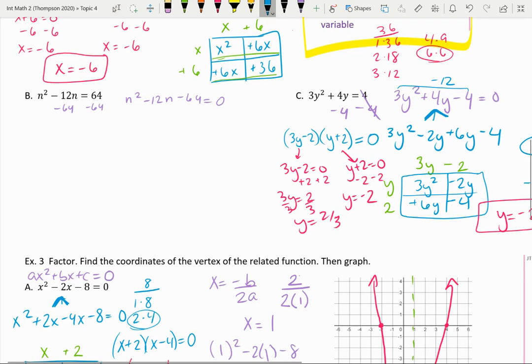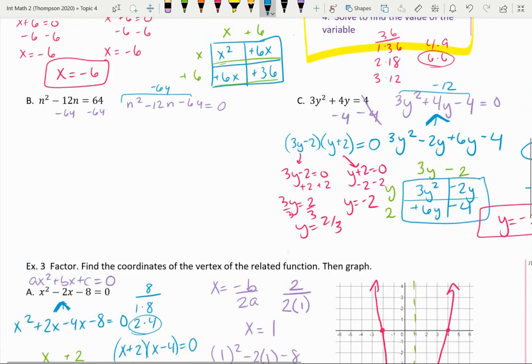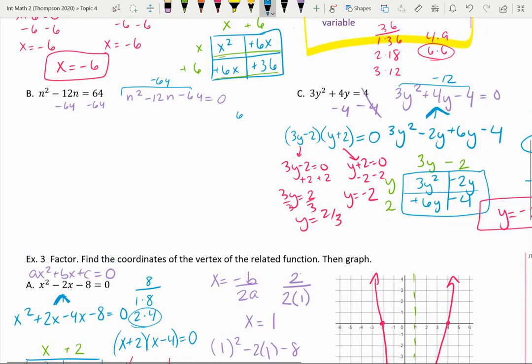Then I move ahead with my factoring. When I start to factor, I always multiply a times c. So the number in front of x squared times the constant, I get 64. So now I'm looking for numbers that multiply to 64 and add to 12.